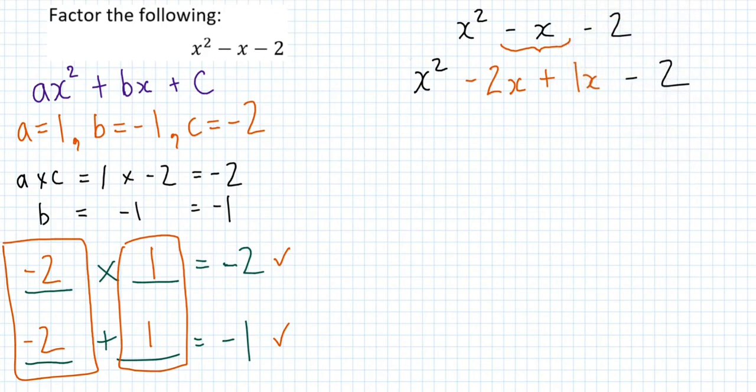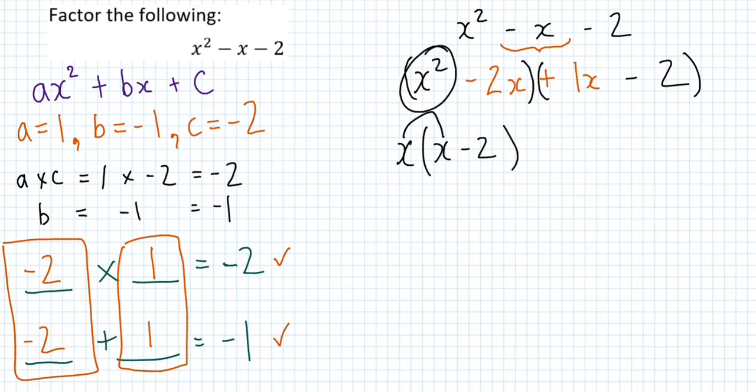So now what we do is we put brackets around these two terms and brackets around these two terms, and we factor each bracket. So how do we factor the bracket on the left? We have to pull out the greatest common factor, which in this case is x. So we pull that out, and what's left in the bracket is x minus 2. Okay, how do we know that? Well, because x times x gives us x squared, and x multiplied by -2 gives us -2x. Okay, you with me?